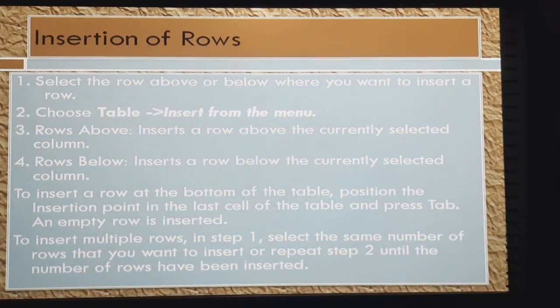Okay. Then similarly, insertion of a row is there. Select the row above or below where you want to insert a row. Choose table, insert from the menu. Rows above: insert a row above the currently selected row. Rows below: insert a row below the currently selected row.